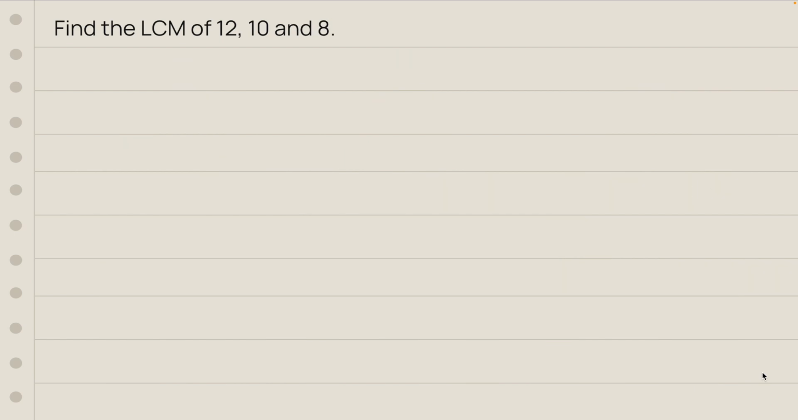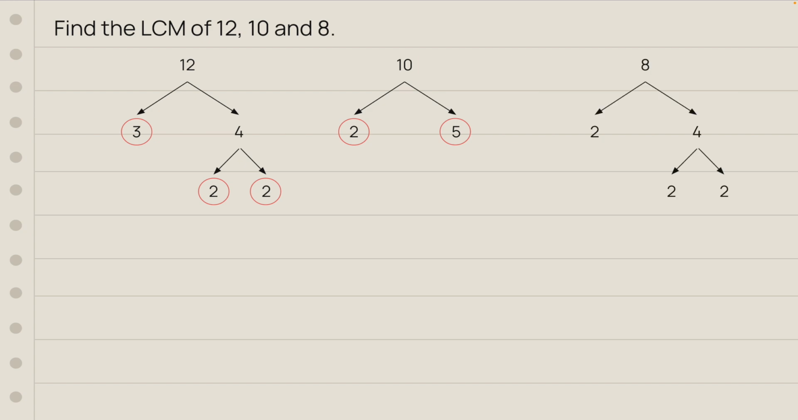Let's try another example. So I have 12, 10, and 8. Again, I'm going to do the factor tree. So for 12, I can break it down into 3 and 4, and 2 and 2. For 10, I can break it down into 2 and 5, and that can't be broken down any further. 5 can't go anywhere else except 1 times 5. So I just leave it at 2 and 5. And then for 8, I can go to 2 and 4, and the 4 can go down to 2 and 2. Okay, so here's my factor trees for 12, 10, and 8.